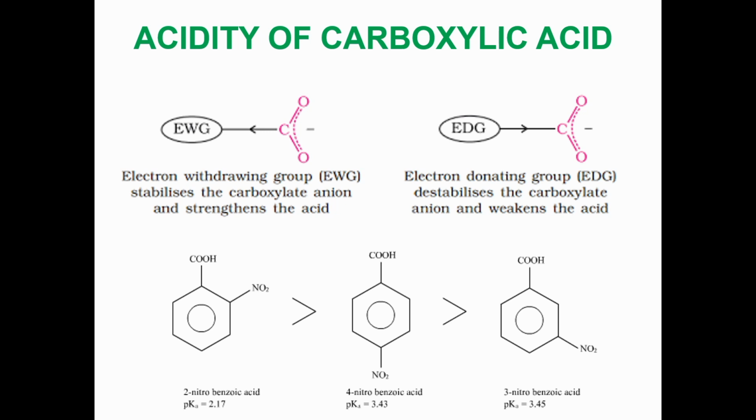Electron withdrawing group like NO2. The presence of this NO2 is going to make this acid stronger than normal carboxylic acid. So when I have carboxylic acid and nitrocarboxylic acid, nitrocarboxylic acid is going to be stronger than normal carboxylic acid because of the electron withdrawing effect of the nitro group. But when I have NO2 in ortho, meta, and para, ortho is going to be more acidic, followed by para and meta, because ortho and para are going to have both inductive effect and mesomeric effect, while meta is going to have just only inductive effect.